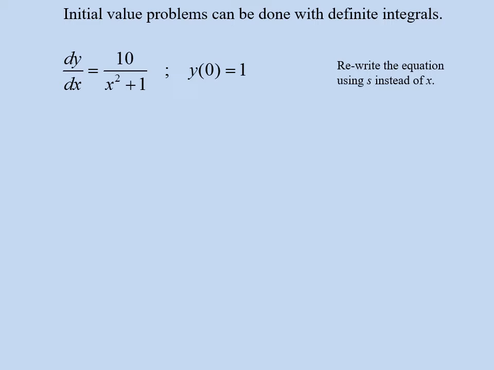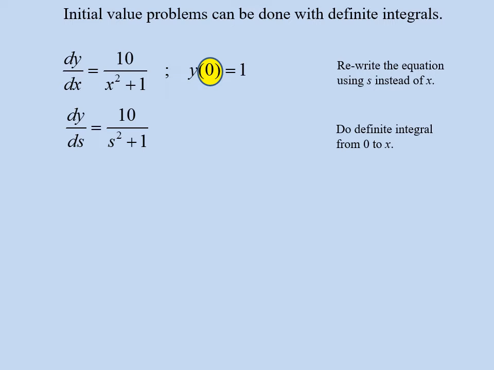So what we're going to do is replace the variable x with some dummy variable. In this case we'll use s because that's what our textbook author does. And so we want to integrate both sides with respect to s, but we want to do the definite integral. This time we're going to integrate from 0 to x. And by the way, there's no special reason why we use 0 other than in this problem we want y of 0. So it makes sense to use 0.